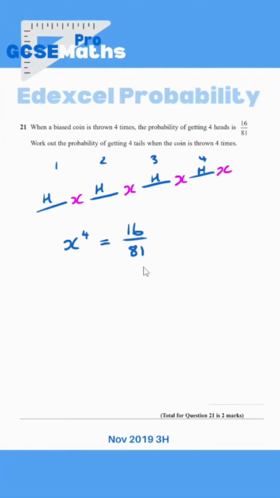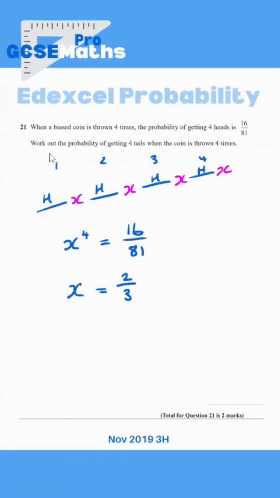That's the hardest bit, is just figuring out what the 16/81 represents. Now that we've got that, we can work out the probability of getting just heads once by rooting it. Now it is a calculator question, so you can obviously put it in your calculator, but they've actually chosen quite nice numbers. So we end up with 2/3. So the probability that the coin will land on heads is 2/3.